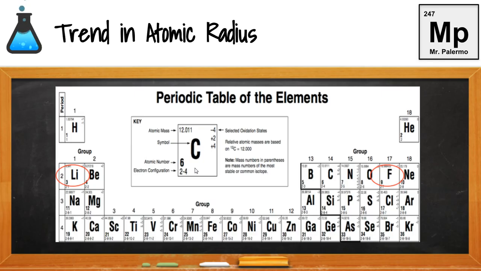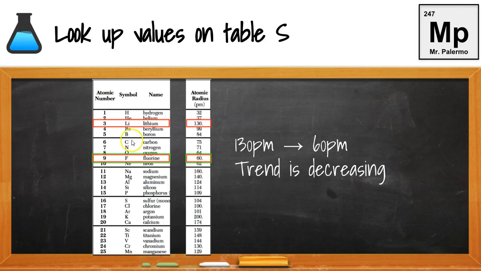So I can pick any period. In this example, I'm going to pick period 2. And I'm going to pick one element on the left-hand side and one on the right. I always avoid group 18 because some values are not listed for some of these trends we'll examine this unit. So I'm picking lithium and fluorine. I'm going to go to Table S and look up their atomic radius. And so here is a cutout from Table S, and we see that lithium's atomic radius is 130 picometers and fluorine is 60. So there's a big decrease in the atomic radius going from 130 to 60. So my trend going across a period would be decreasing.